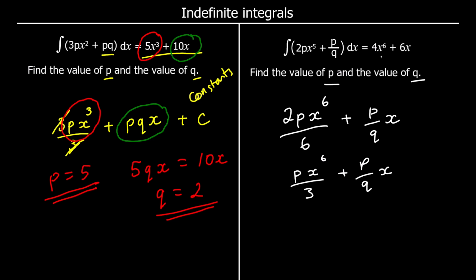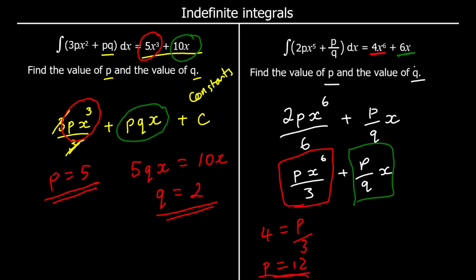Then I'm going to compare the terms. So I've got 4x to the power of 6, and that is p over 3x to the power of 6. So 4 must be equal to p over 3. P must be 12. Then the second term, p over q must be 6. And p is 12, so 12 over q must be equal to 6. So q must be 2.